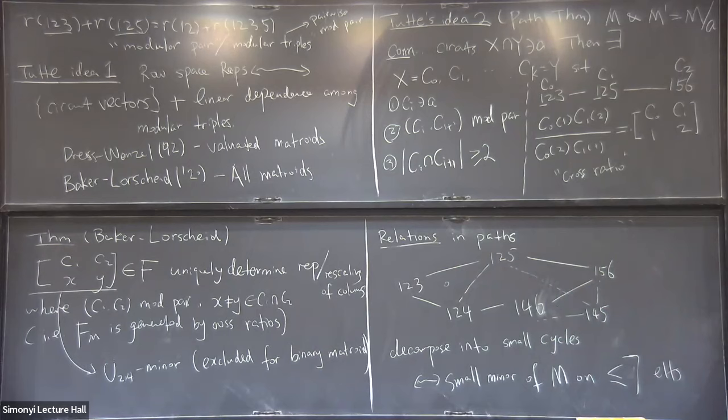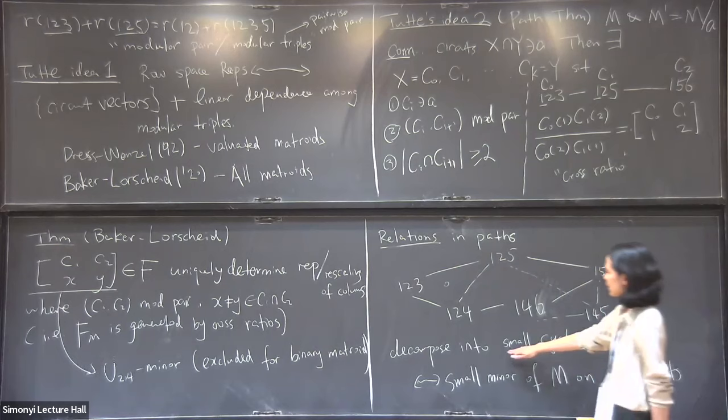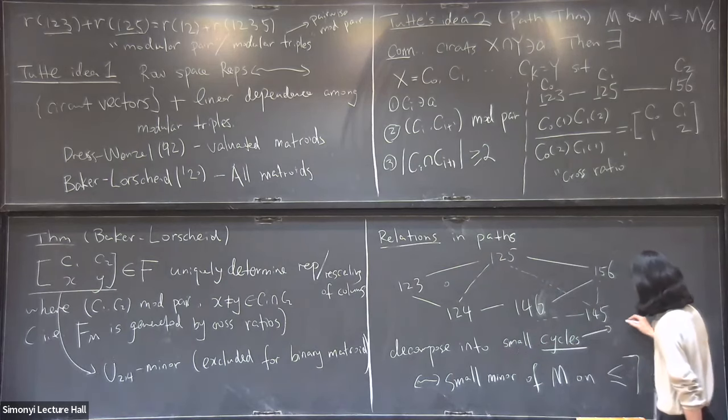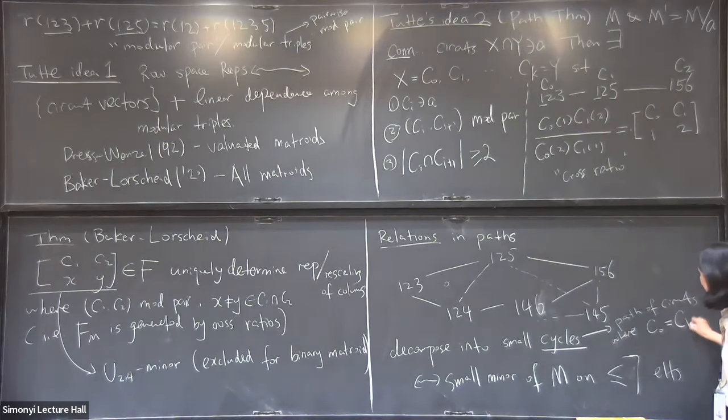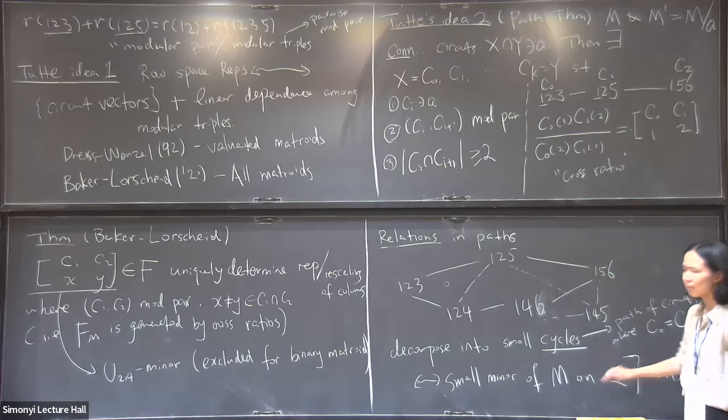Oh, so that's what a small cycle is. Cycle here means a path of circuits where your first circuit is equal to the last circuit C_k, and the union of all the circuits has size at most 7? Yes, right. Good. So it's not just any triangle or square, it's a triangle or square that is small. Not only small in the sense of the ground set size, but also in the rank sense. So you have small cycles corresponding to small minors of the matroid.